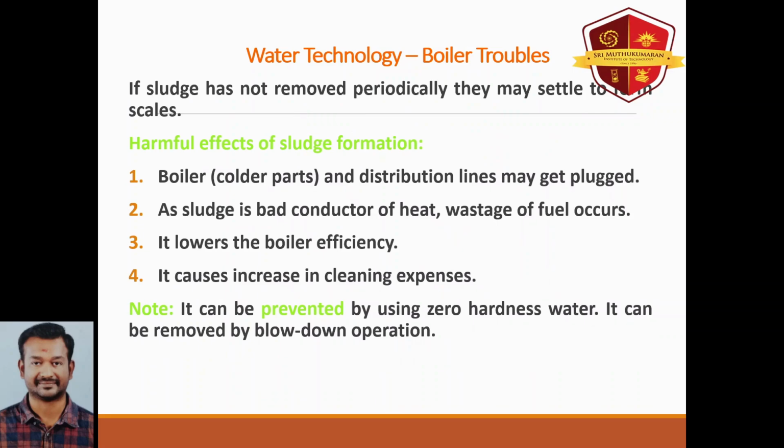If sludge is not removed periodically, it may settle down. Harmful effects of sludge formation: boiler outlet pipes and distribution lines may get plugged. As sludge is a bad conductor of heat, wastage of fuel occurs. It lowers the boiler efficiency. It causes an increase in cleaning expenses.